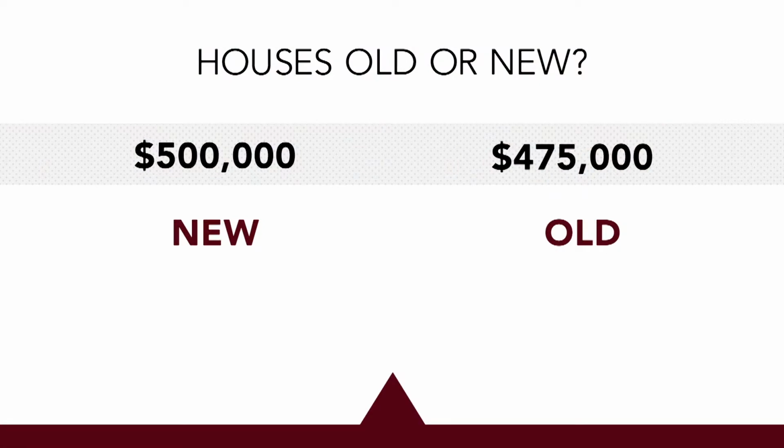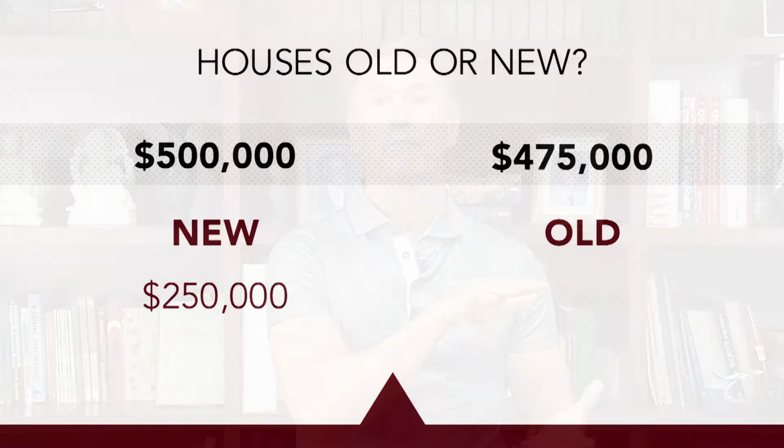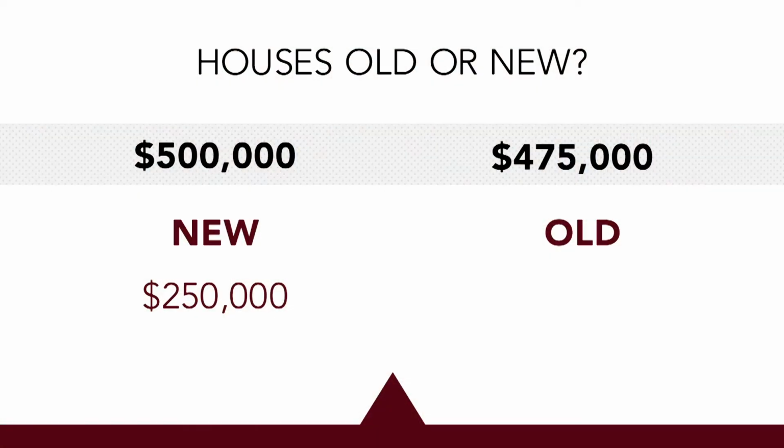The new house, I've paid $500,000 for it. I can depreciate $250,000, which means I'm only paying $250,000 for my land. The old house, I paid $475,000, but my depreciation is only $197,000, which means I'm paying $278,000 for my land. Here, paying $250,000 for my land. Here, I'm paying $278,000 for the land.